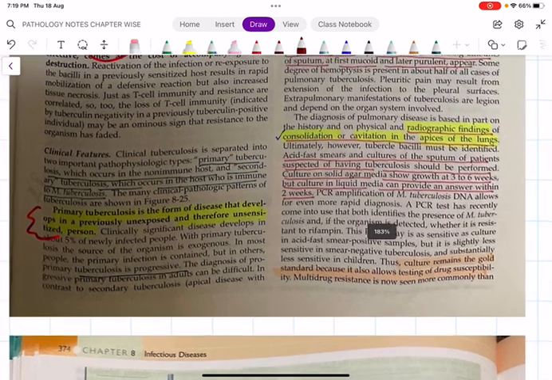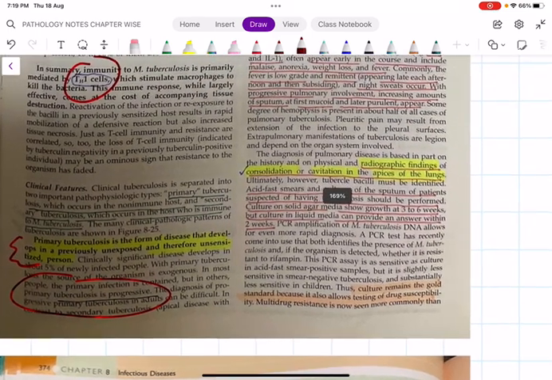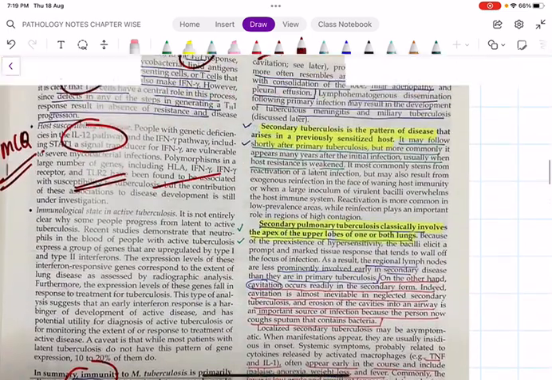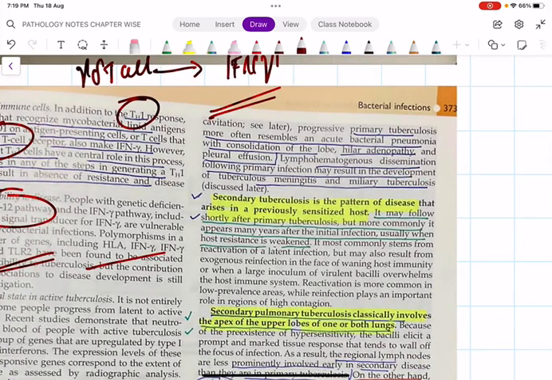And remember, the primary tuberculosis is usually progressive. And remember, the progressive primary tuberculosis will mimic an acute bacterial pneumonia, with lobar consolidation, hilar adenopathy, pleural effusion. Remember, these are the three important hallmark features of primary tuberculosis.